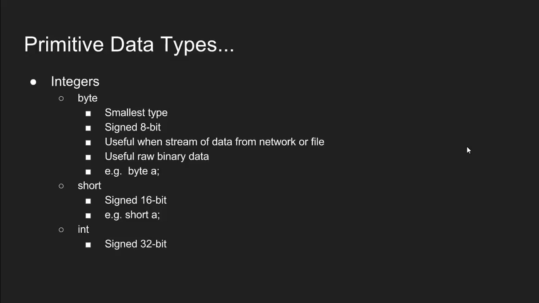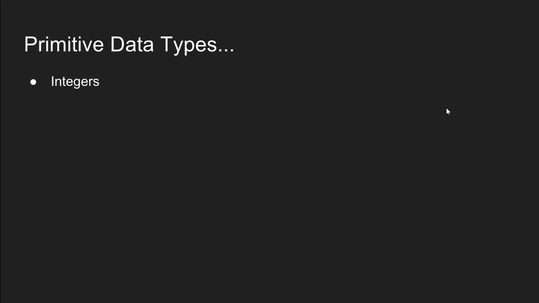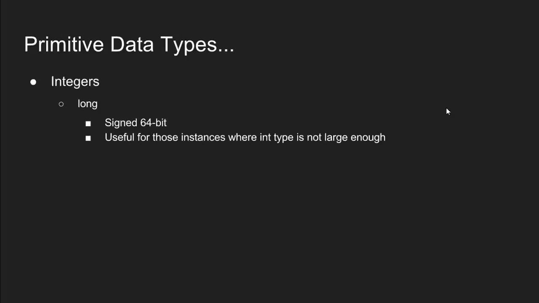Then integer. It is a signed 32-bit data type. Useful to control loops and indexing arrays. Loops are the ones that do some specific task until some condition occurs. An array is a group of same type values. Example. Then long. It is a signed 64-bit data type and generally it is useful for those instances where integer is not large enough, such as storing a mobile number. Example.